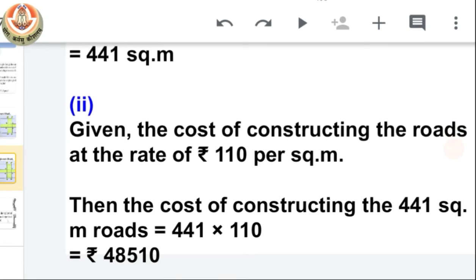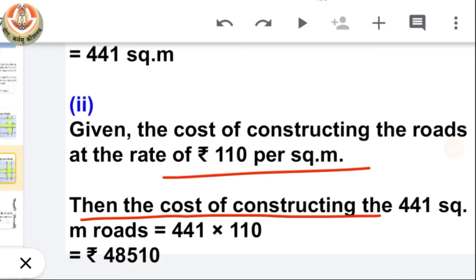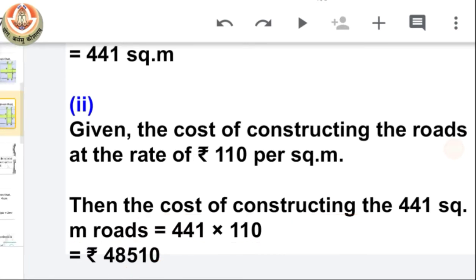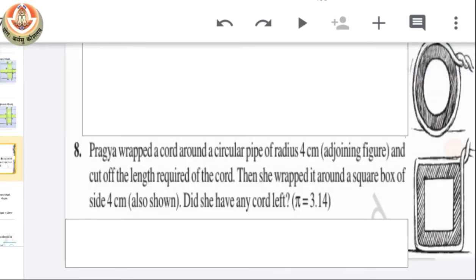Now we have to find the cost of construction of the road if the rate is 110 per meter square. Then the cost of constructing the road which is of 441 square meter area, we have to multiply 441 with 110. So the cost of constructing that road is 48,510. Okay class, so this is easy. Now let's move on to the next question, question number 8.